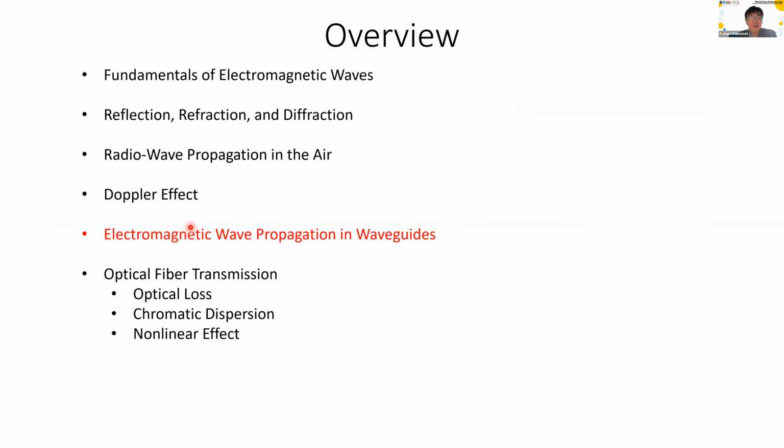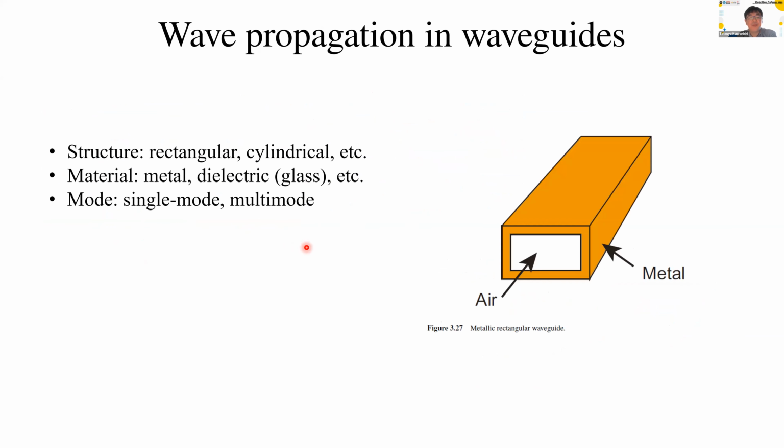Here I'd like to move on to another one, the electromagnetic wave propagation in the waveguide. I don't want to go into the detail of the mathematics. I'd like to explain just the basic idea. We can use various types of structure, rectangular, cylindrical, and so on. And we can use various types of material, metal directly, and glass. And it can be single mode or multi-mode. The characteristics depend on the shape and the size of the waveguide, and of course the material.